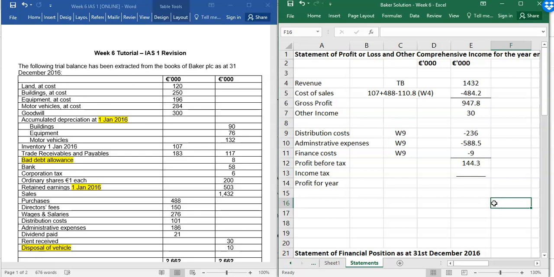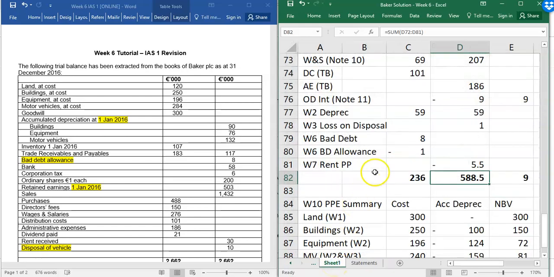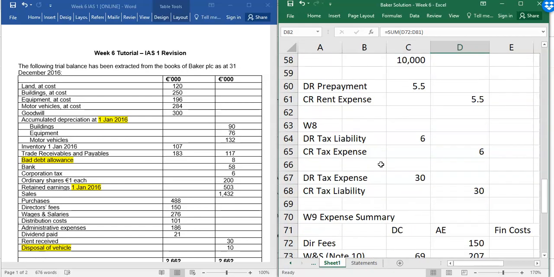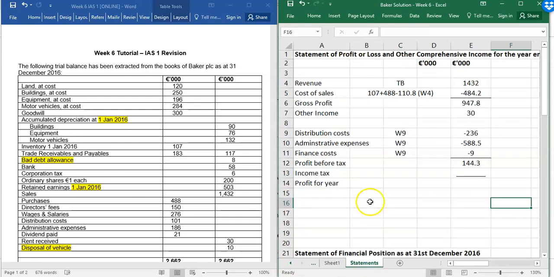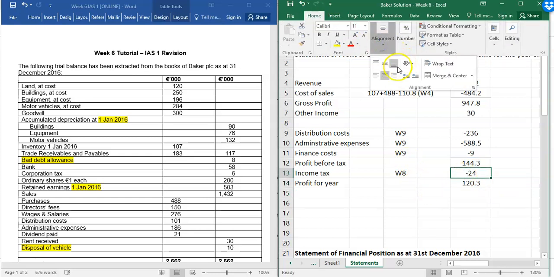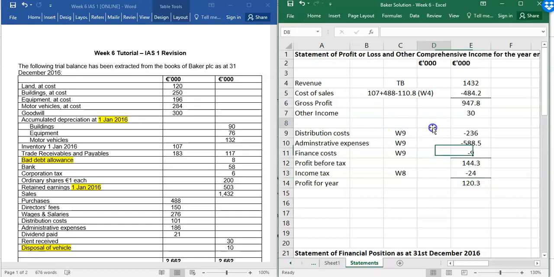Your income tax then, go back to your workings. We have working 8. Now be careful. You have 2. You have a credit tax expense and a debit tax expense. So the net expense there is 24. So working 8, you want to reference minus 24, and your profit after tax will be 120.3. So your profit for the year is 120.3.